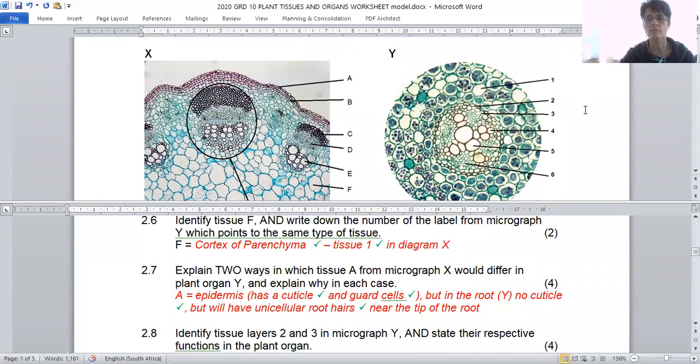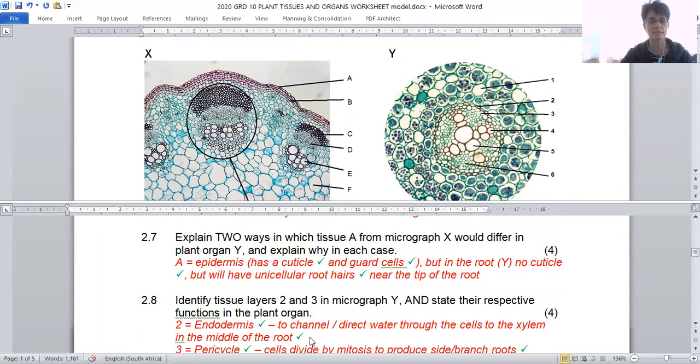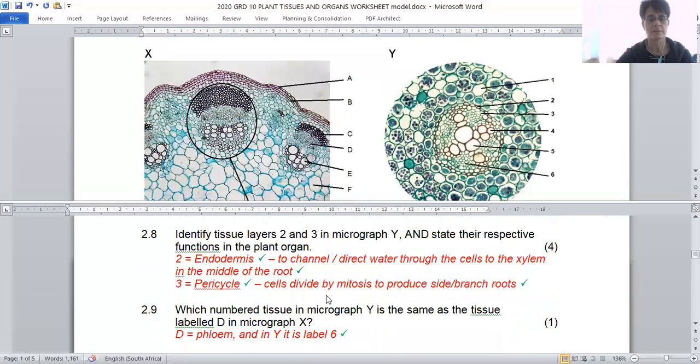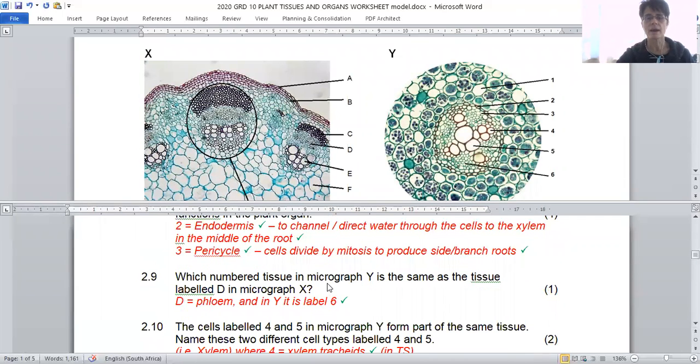So there's micrograph Y. That's the endodermis, and the inside layer is the pericycle. Endodermis is to channel or direct the water through the cells. Remember the cells with their Casparian strips of suberin, so the water has to go through these cells to the xylem in the middle. And the pericycle, that ring of tissue, that cylinder of tissue, is meristematic and produces branch roots.